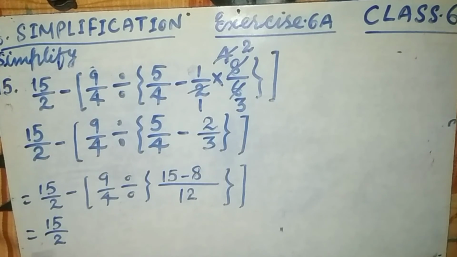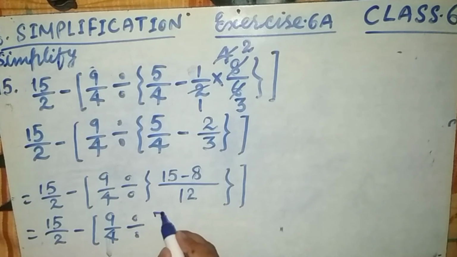I hope you are getting it. 9 by 4. Very simple question, but it is long. It doesn't matter. Clear the concept. Here is the division. Now 15 minus 8, yes, 7. 7 divided by 12, friends. Okay, we have to remove this curly bracket and close with the big bracket.